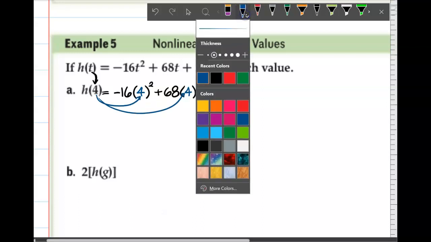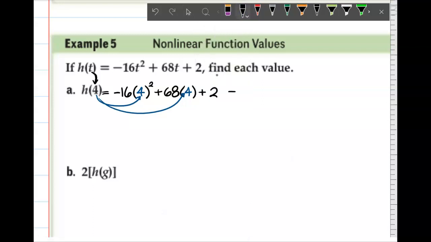And now we have to apply PEMDAS. I'm just going to rewrite this so that it's all one color. Think about how you use PEMDAS. You could also use your calculator right now. That's not cheating, but it's also good to be able to manage some mental math.